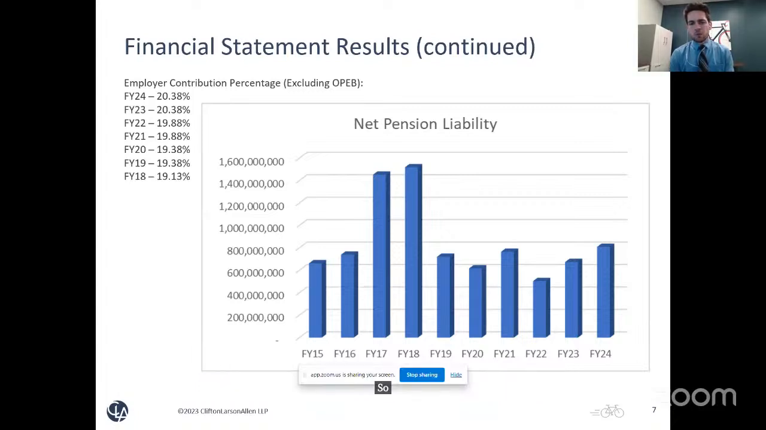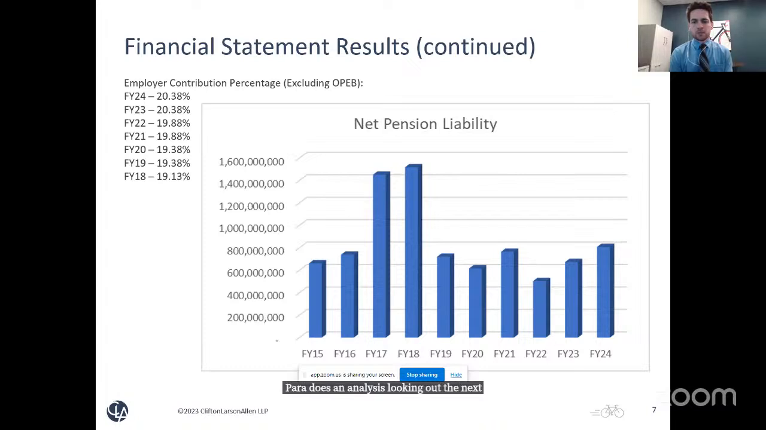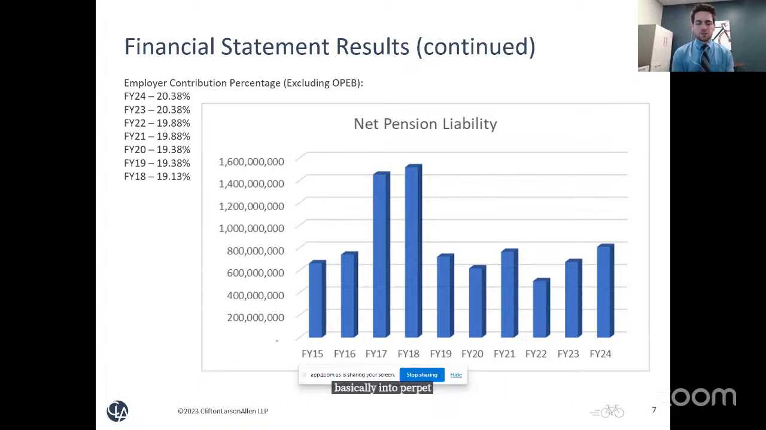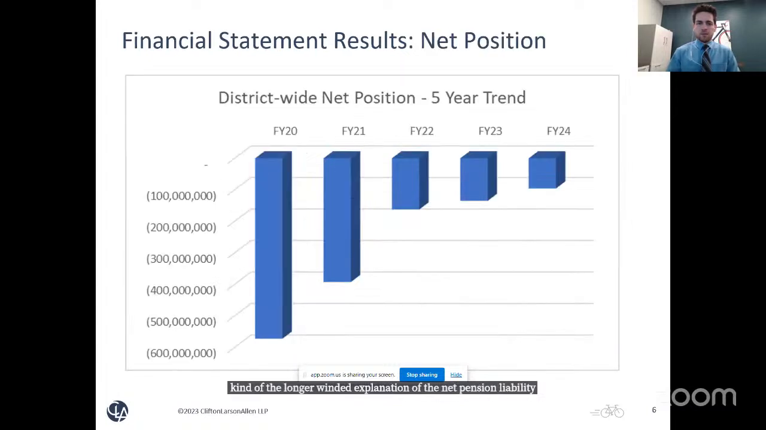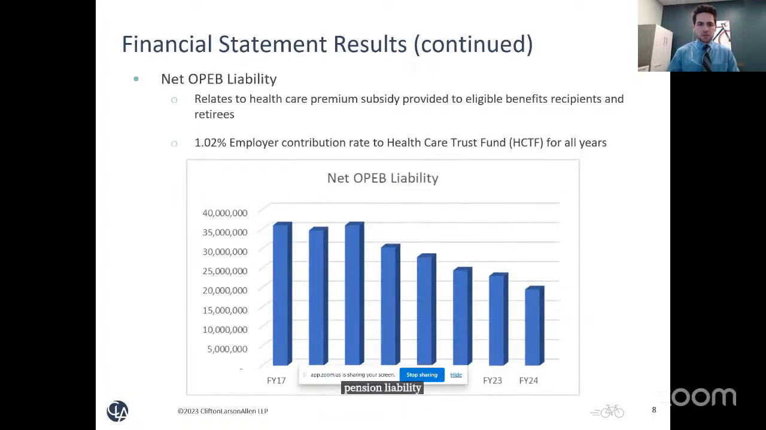So it's really a very long-term focused liability, basically saying that without additional contributions either by the state or by the district, or adjustments to the benefits provided to retirees, or other factors, the pension fund is not going to last. PERA does an analysis looking out the next 30 years, and they don't believe there's going to be any issues in the next 30 years. But if you extend it out basically into perpetuity, they do believe that this would eventually run out and need to be adjusted. So that's the longer-winded explanation of the net pension liability, but that's why the net position is shown as a negative amount, and you'll notice the significant pension liability on the district's financial statements.